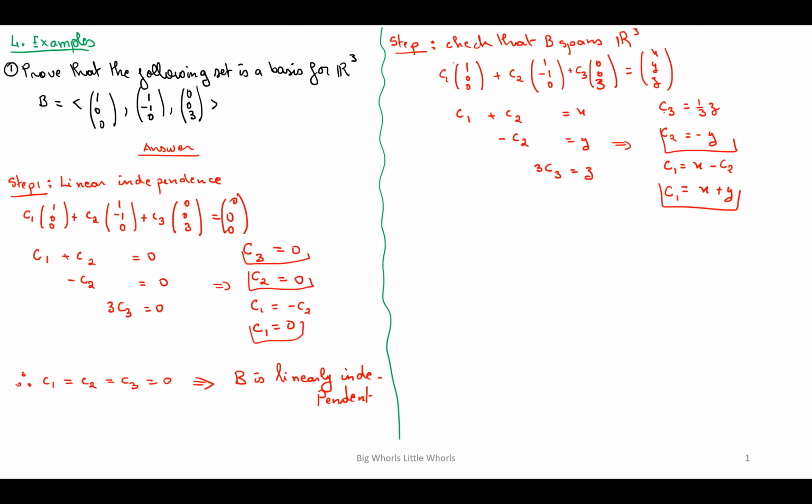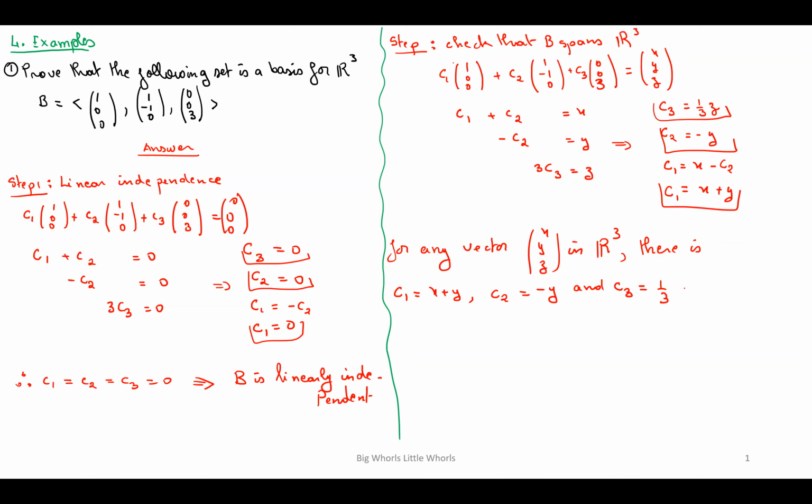Therefore, for any vector (x, y, z) in R3, there is C1 equals x plus y, C2 equals minus y, and C3 equals a third of z, such that (x, y, z), the elements of the space, can be written as a linear combination of the elements in the basis B: C1 (1, 0, 0) plus C2 (1, -1, 0) plus C3 (0, 0, 3).